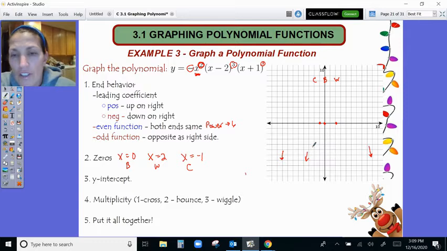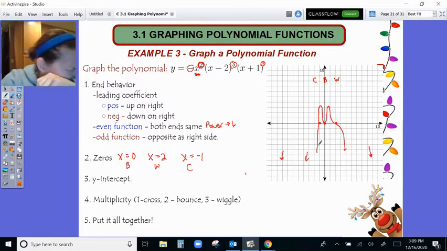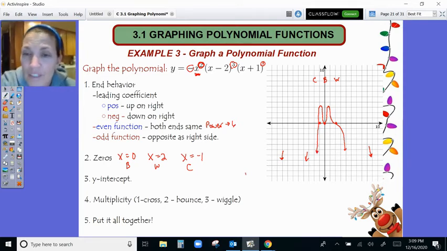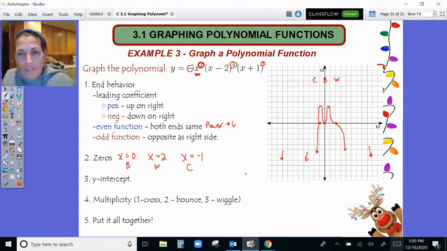So I start down here, going this way. Cross. I have to turn around pretty steep here. Turn around, go in here, and bounce. And then I'm going to have to give myself some room to wiggle. And wiggle. And that's how you put together a polynomial graph. They don't have to be exactly perfect. Try to draw them as best you can.